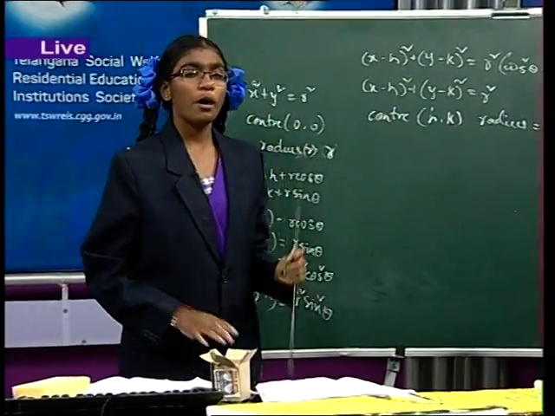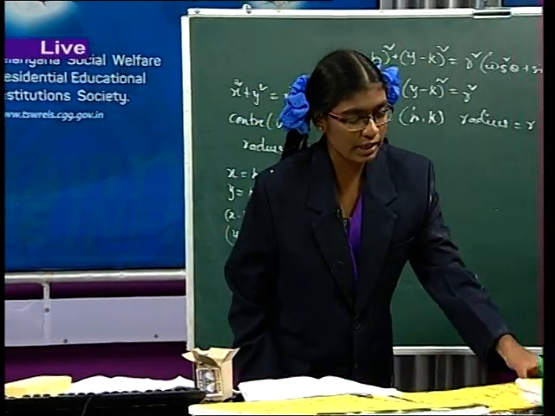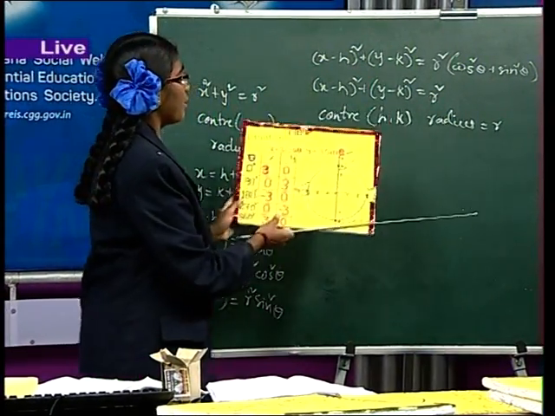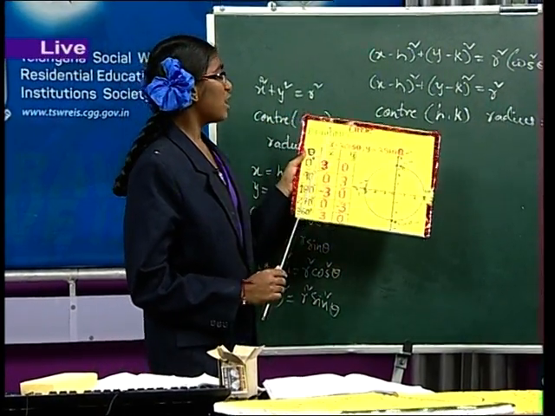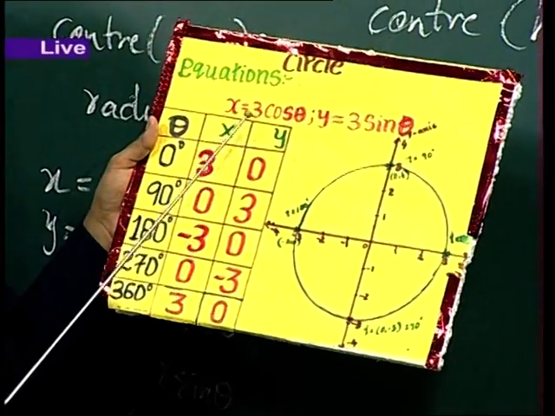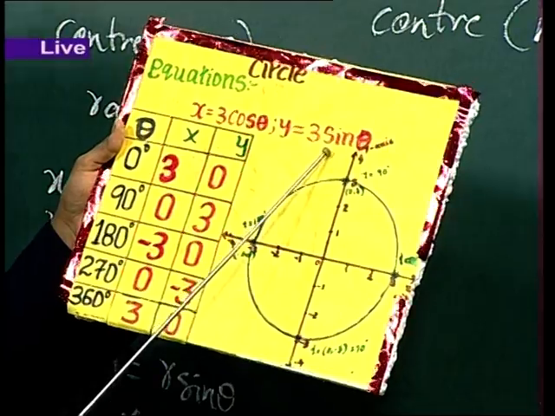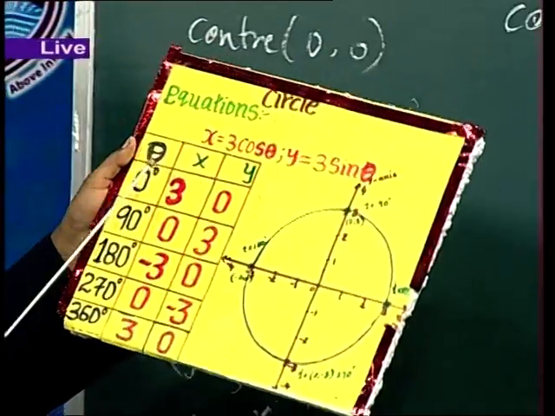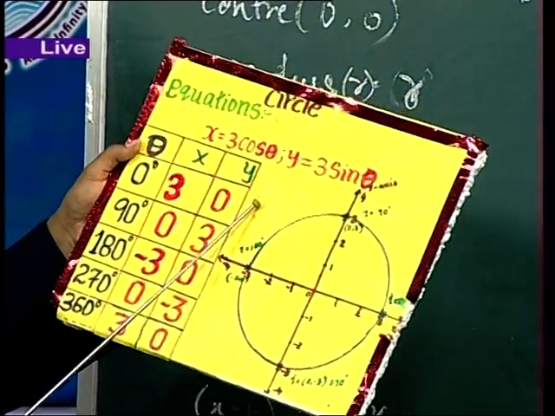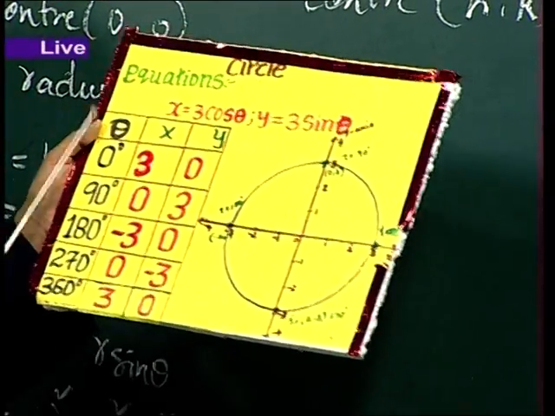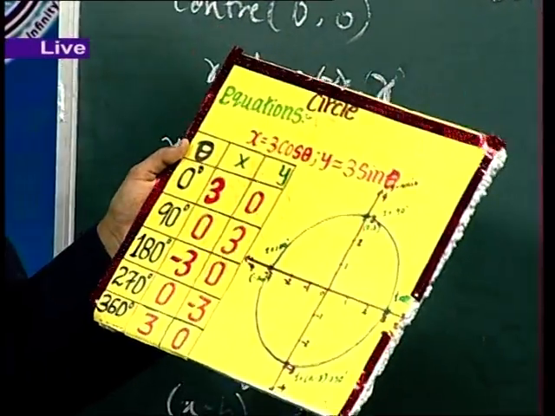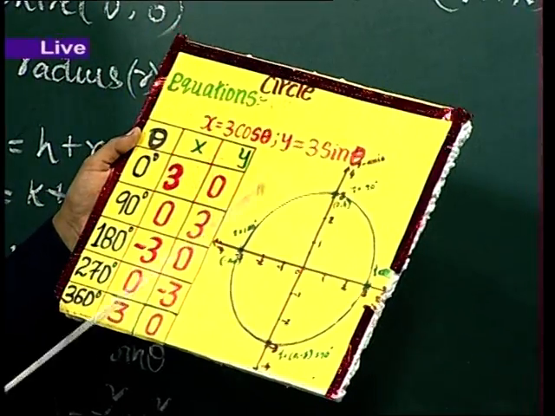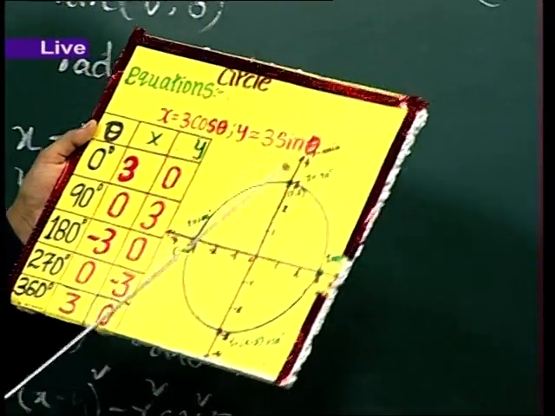Now we are going to prove it in a graphical manner. We take the parametric equations x is equal to 3 cos theta, y equals 3 sin theta, with theta values and the x and y coordinates. If we substitute 0 degrees, what is the value of cos 0? Cos 0 is 1, so 3 into 1 is 3. What is the value of sin 0? It is 0, so 3 into 0 is 0.